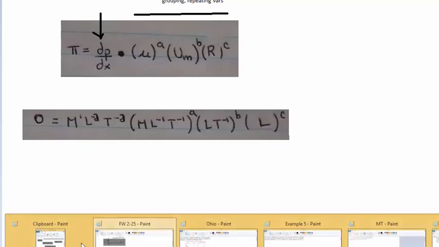Okay, so how do we find A, B, and C that solve this problem? Well, look and you'll see that all these variables are being multiplied by each other. So when we're solving systems like this, it's actually going to be like you could break it into 3 separate products. You could break it into m terms, you could break it into l terms, and you could break it into t terms. And each of those, they're exponents, because we're multiplying everything. Those exponents must add up to 0.